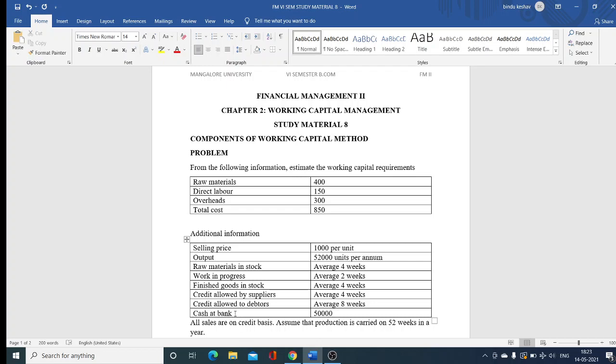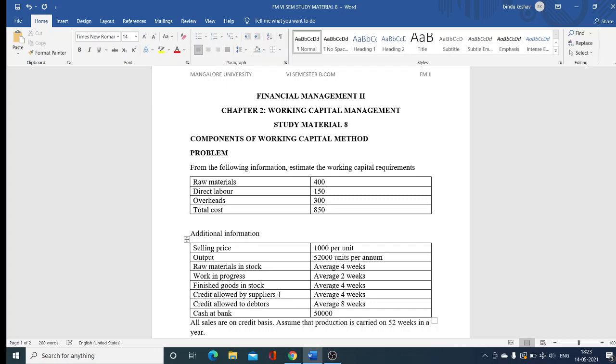These items are there. Now we will have to find out the value of these items. Then regarding the current liabilities, we have only one information, that is the credit allowed by suppliers average 4 weeks. That is the credit allowed by suppliers for the purchase of raw materials, that is creditors. So we have that information, that creditors are there. So we have the different components of gross working capital, that is the raw materials, work in progress, finished goods, debtors and cash. And the component of current liability, we have the creditors.